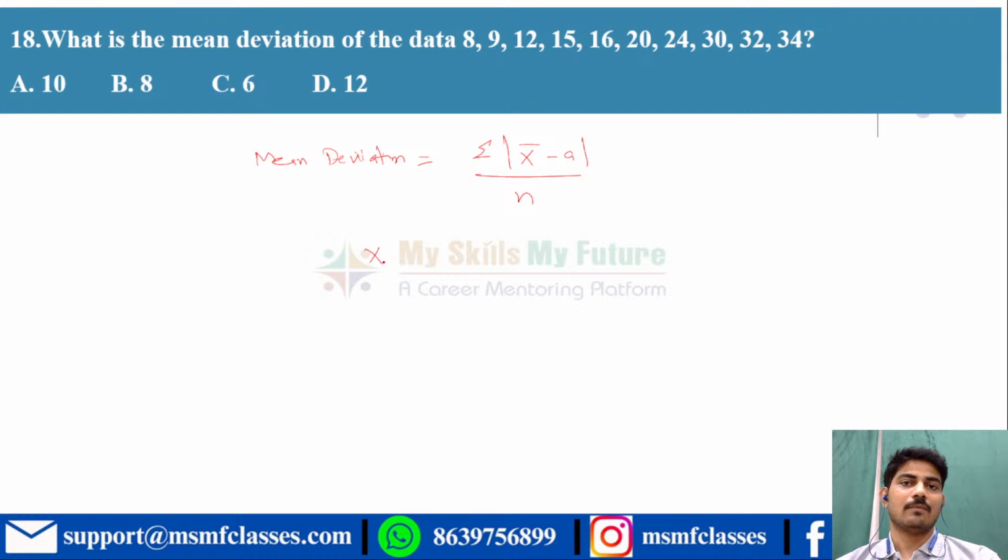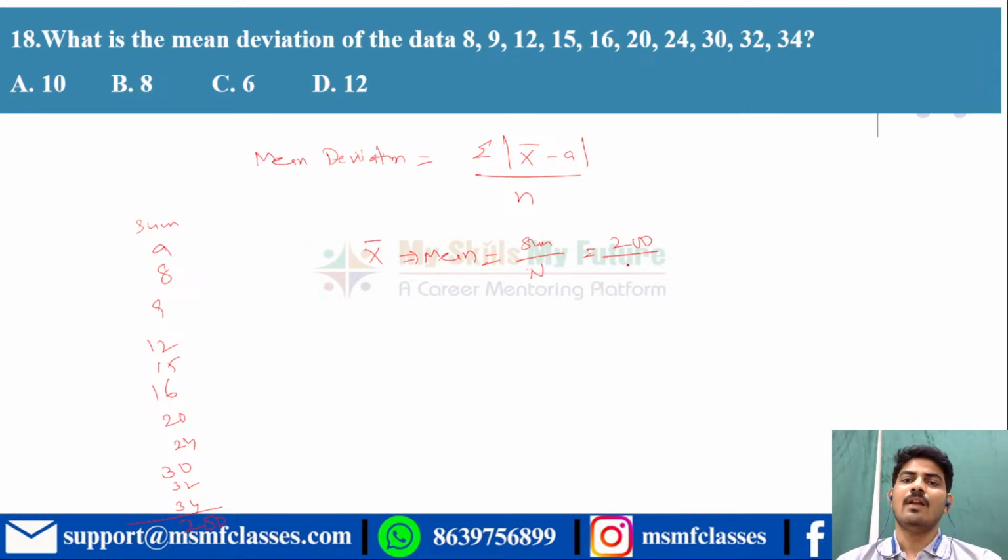Here x bar is nothing but the mean of the given data, and a represents the given values. So 8, 9, 12, 15, 16, 20, 24, 30, 32 and 34. If I add all these values, we'll get a sum of 200 here. So we need to find the mean here. Mean means sum of observations divided by the total number of observations. Here the sum I am getting as 200, and 10 observations are present. So the average I am getting is 20.